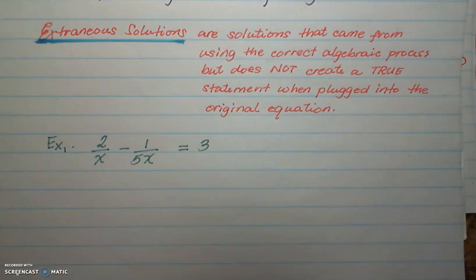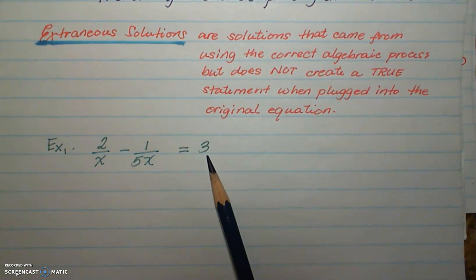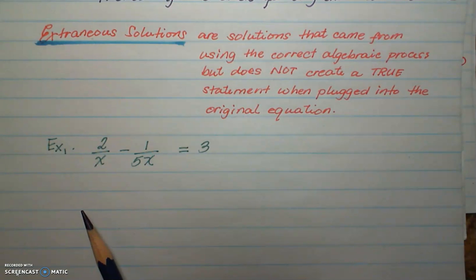Example number 1. 2 over x minus 1 over 5x equals 3. All right, so the first step is to get the LCD, least common denominator. So let us work on this. This is x, this is 5x, and this is 3 over 1. So there's a 1 here. So the least common denominator of this is 5x.